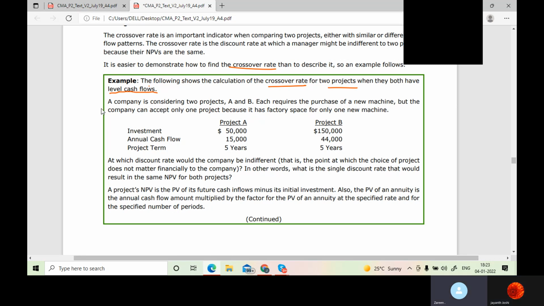See, here you are investing 50,000. That's an outflow. Here you are investing 1,50,000. That's an outflow. These are two different levels of cash flows. And here you are receiving cash inflows of 15,000 annually for 5 years. Here you are receiving 44,000 for 5 years annually. So these are two cash inflows, correct?